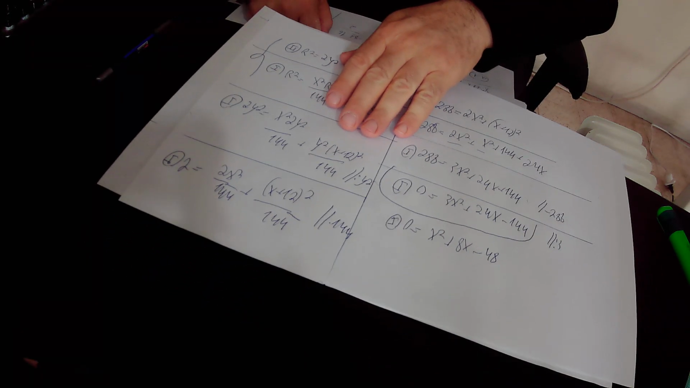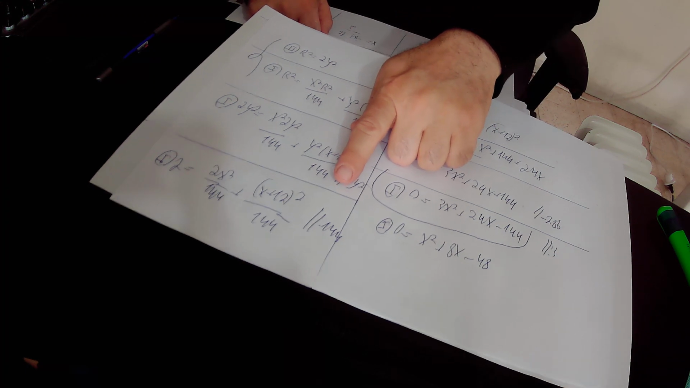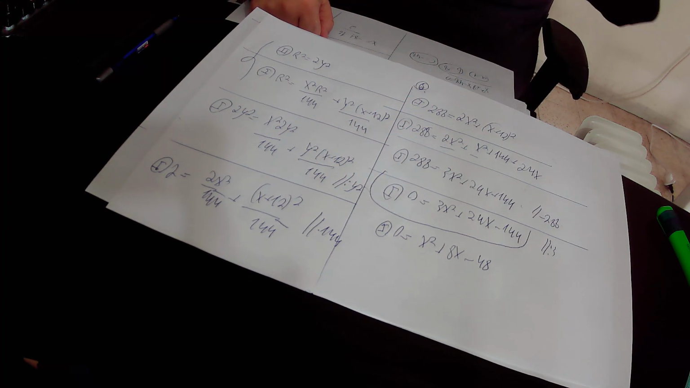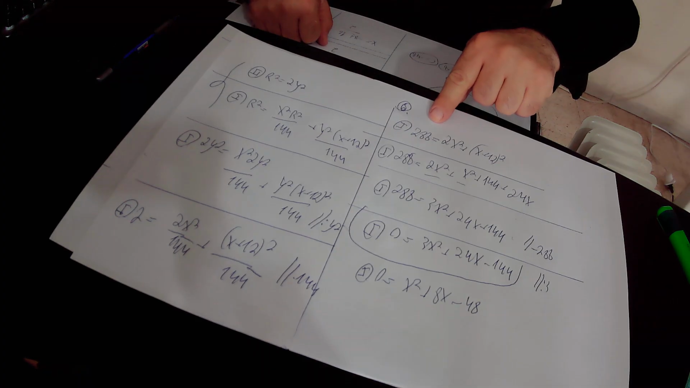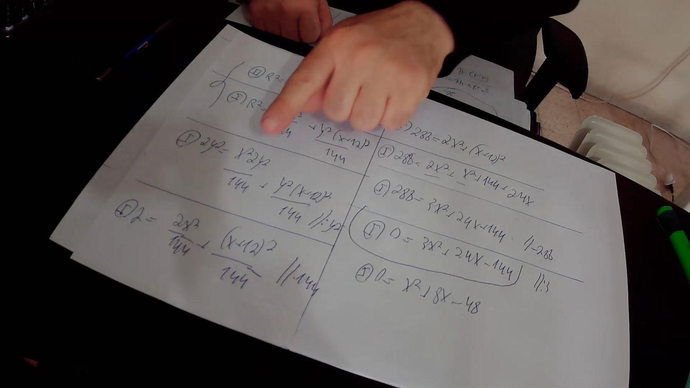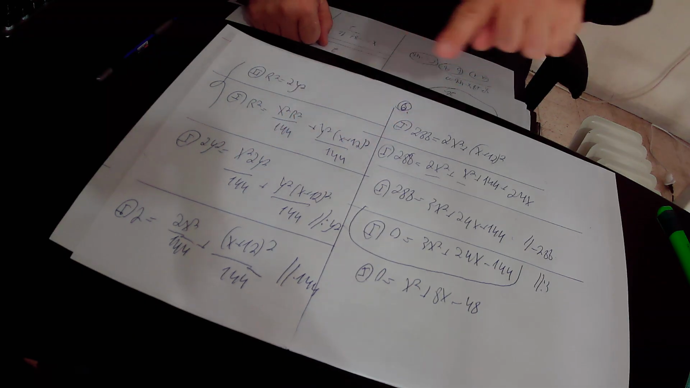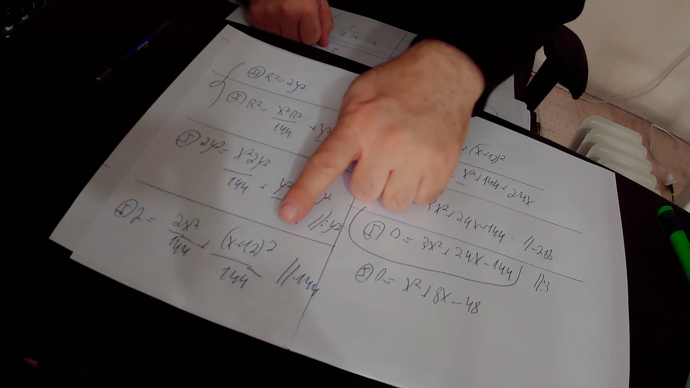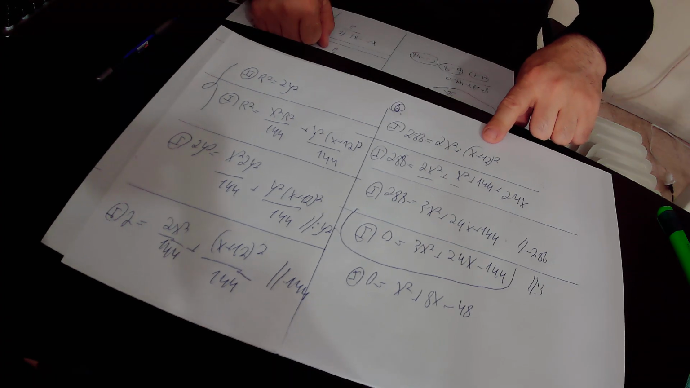Here we multiply this equation 1 by 124. And finally found out that according to this equation 1, 2 times 144 is 288. So here 144 will get cancelled, and then left only with 2x square. Here also 144 will get cancelled, and left only with x plus 12 square.